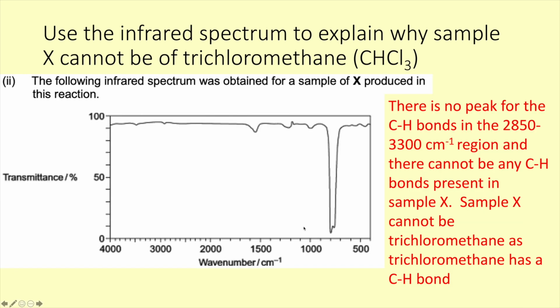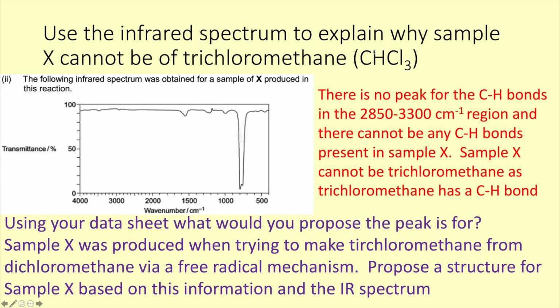So we don't have the peak that we've just been looking at, that CH bond peak in the 2850 to 3300 region, and so that means that there can't be any CH bonds present in our sample, therefore it can't be trichloromethane, as trichloromethane has to have a CH bond, CHCl3.